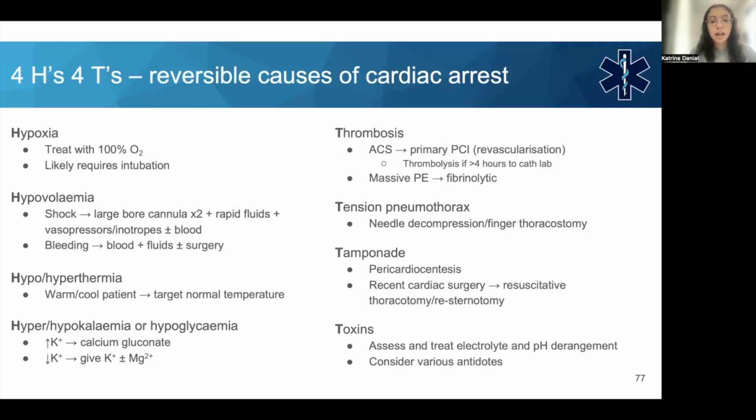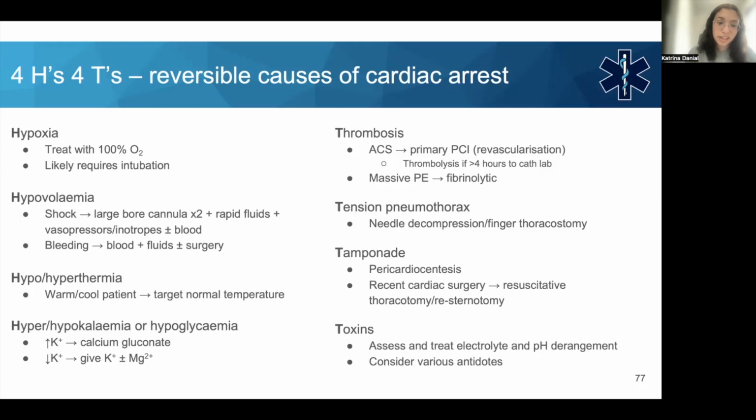Then the 4 T's are thrombosis, tension pneumothorax, tamponade, and toxins. Thrombosis means there's a clot somewhere that's preventing the heart from being able to pump properly. So acute coronary syndrome, patient having a heart attack. So you usually do an ECG to find this out. The ways to fix it, PCI, obviously, as you've learned this year, or if you can't access PCI in time, or the patient's not close to a cath lab, then you would do thrombolysis.